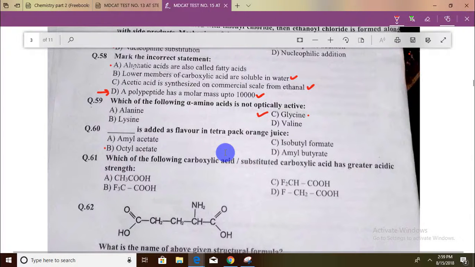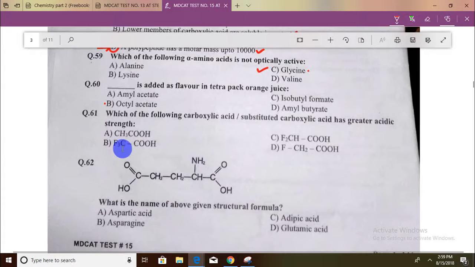Which of the following substituted carboxylic acids has greater acidic strength? Well, if you compare these, this one is definitely more acidic because of the electronegative fluorine. And then over here, the answer is definitely B, because the more F, the more electronegativity, the more the electrons are taken and delocalized.